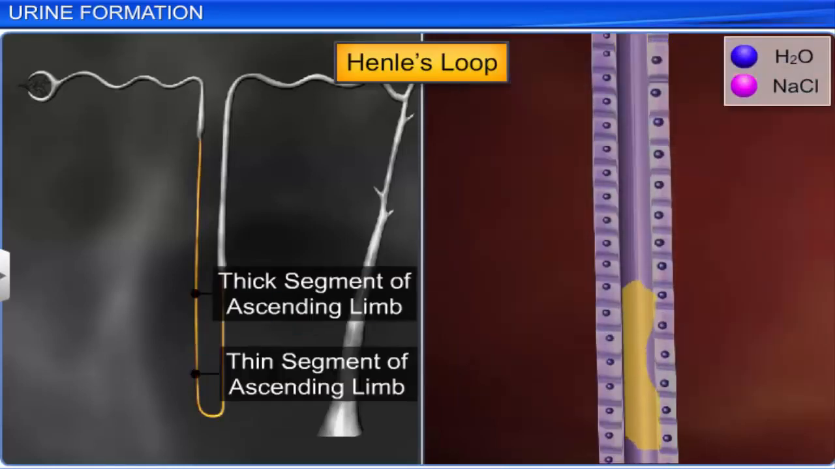The ascending limb is permeable to electrolytes, actively or passively, and is impermeable to water. Therefore, electrolytes pass into the medullary fluid and dilute the concentrated filtrate as it passes upwards.